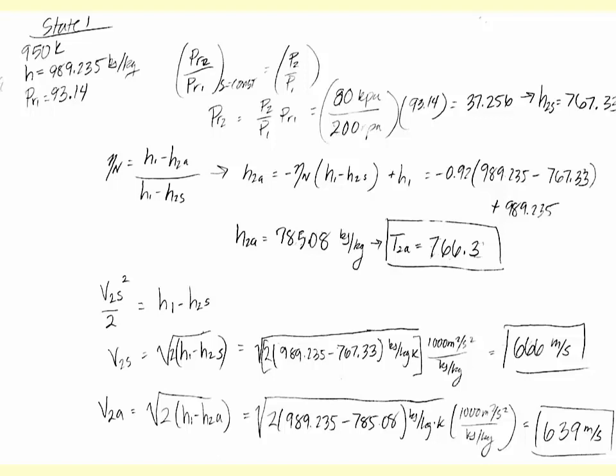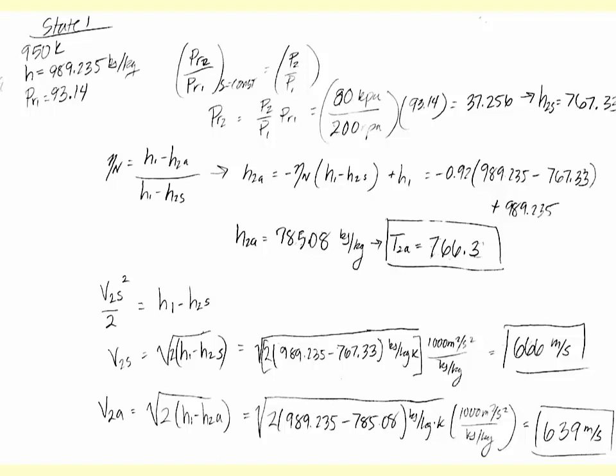So then we go to the table and we say, okay, where on the ideal gas table for air does P sub R equal this value, 37.256? So we look through the table, we find it's in between two values. We interpolate to find H2 sub S is equal to 767.33 kilojoules per kilogram, which means that it's around about 760 Kelvin, 767, something like that. So it would be good practice for you to follow this step, make sure that you can get this same enthalpy value in the table.